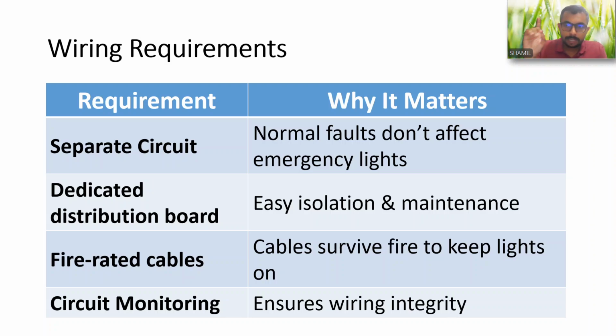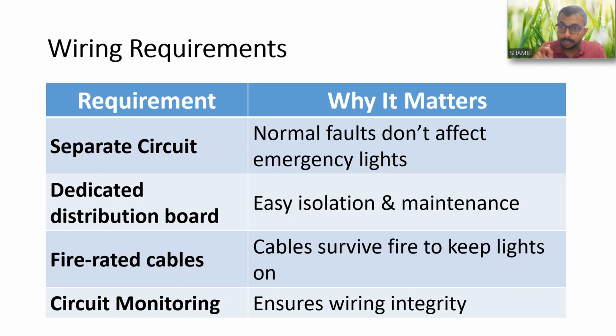So the first one, like I have discussed in the previous slide, is to pull a separate circuit dedicated for emergency lights. The reason why we are pulling a dedicated separate circuit is that the normal faults which occur in the lighting circuit should not affect the emergency lighting circuit. So this is why we are pulling a separate circuit for the emergency and exit lights.